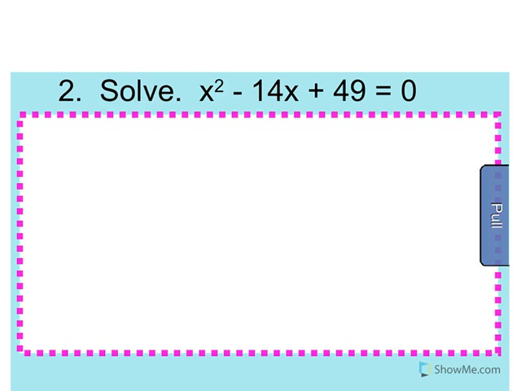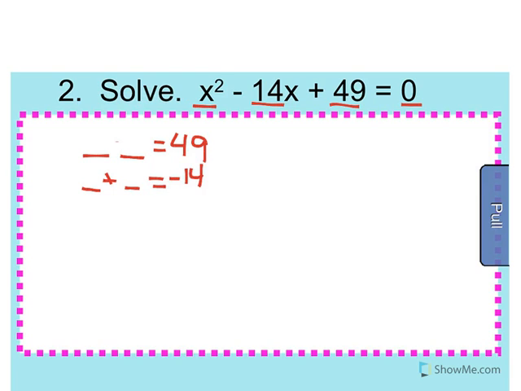Now, if the equation is not already factored for us, it might look like example 2 where it's in standard form. That means we have the x squared term plus the x term plus the number equal to 0. This is where we have to factor it. We need to find the two numbers that multiply to 49, and the same two numbers must add to the negative 14 in the middle.